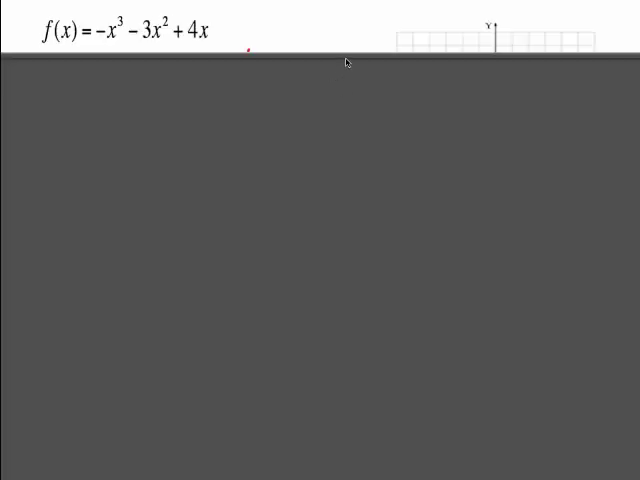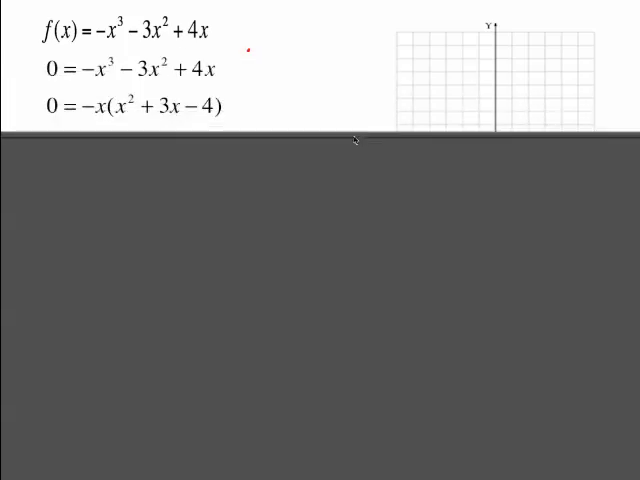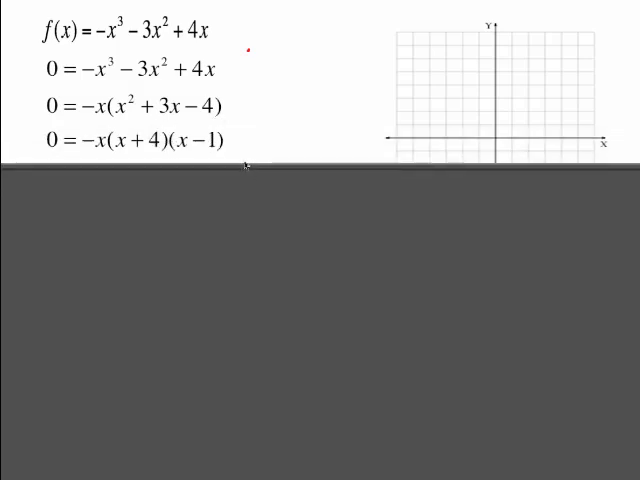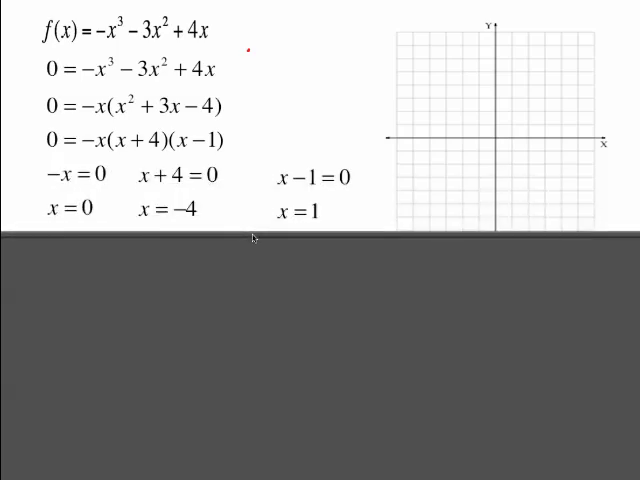f(x) equals -x cubed minus 3x squared plus 4x. Set this equal to 0. Factor out a GCF of -x, which gives us this trinomial, which factors further into this. Set each one equal to 0 and solve. We get those 3 zeros. There is no fancy multiplicity here. Each of these factors occurred only once. So I'm going to have a 0 at 0, at 1, and over here at -4.